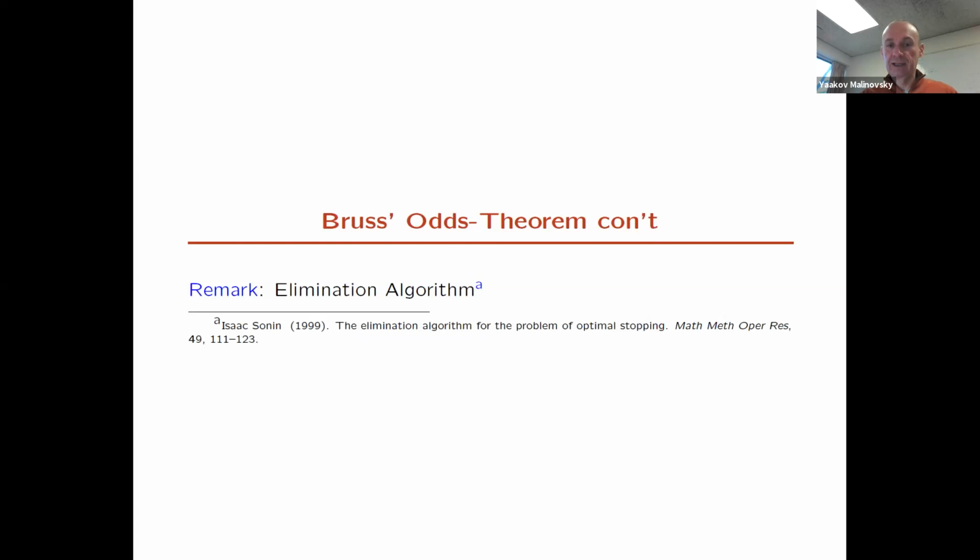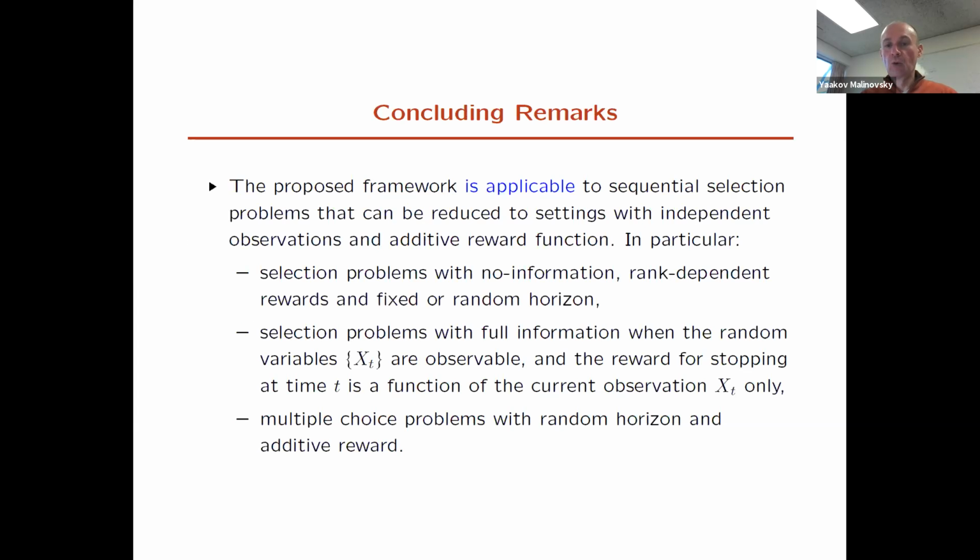I will skip this slide. Now, to summarize shortly, we can solve different problems with no information rank dependent reward, and we can solve problems when the observable information is relative ranks of full information, and we can also solve the multiple choice problem if you need to do full stopping, but you have an additive reward function.